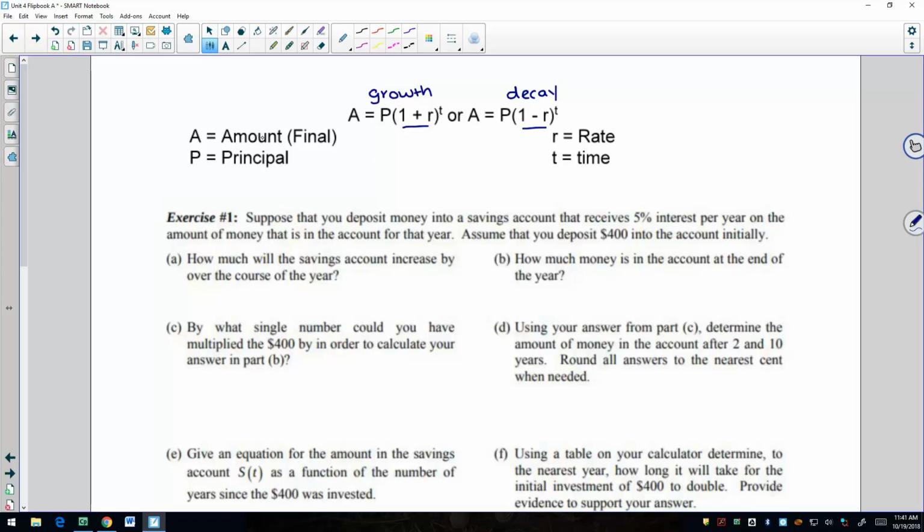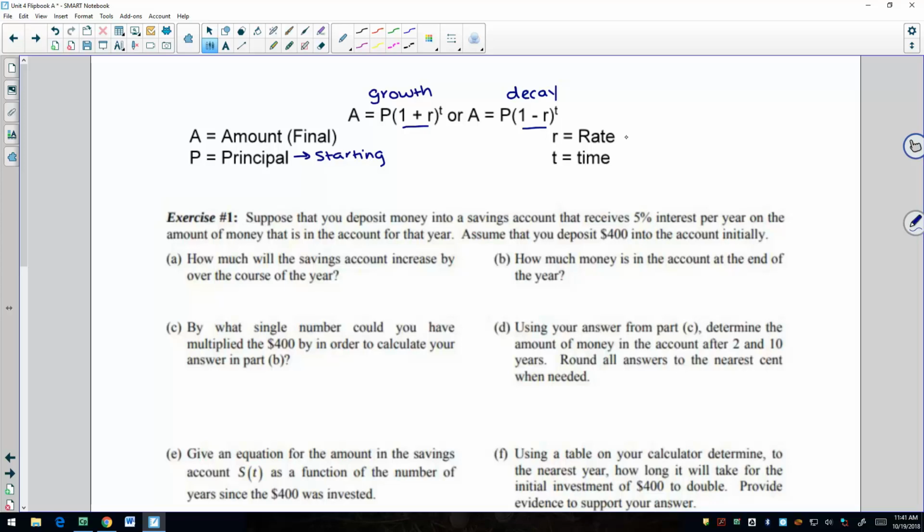These letters stand for the following. A stands for the amount, which is the final amount. So if you're talking about a bank account, it's how much money would be in your bank account at the end of a certain number of years. P is the principal. That's your starting amount. That is how much you would put in your bank account starting out. So if you deposited $400 and then it grew at a certain rate for a certain amount of time, your principal would have been that $400 because that's your starting.